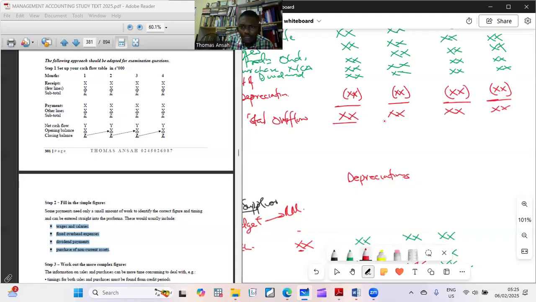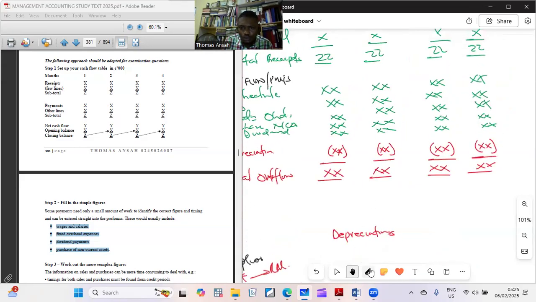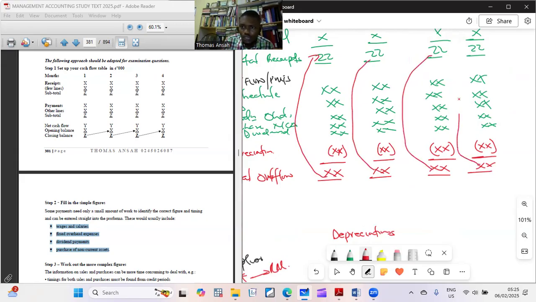And when you are done, look at it very well. I'm going to subtract this figure from the one that I have here. So subtract them. When you subtract them, whatever you get, you put it here. We call it the net cash flow. Net cash flow. All right.